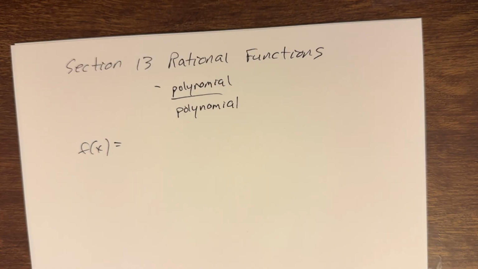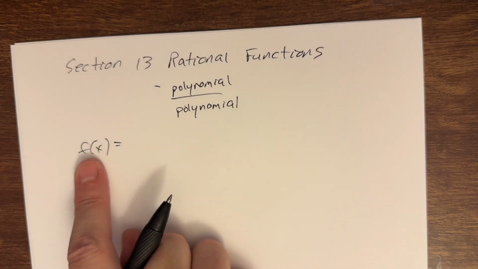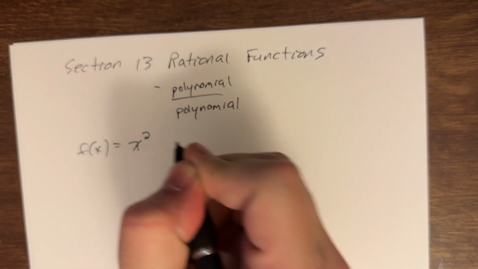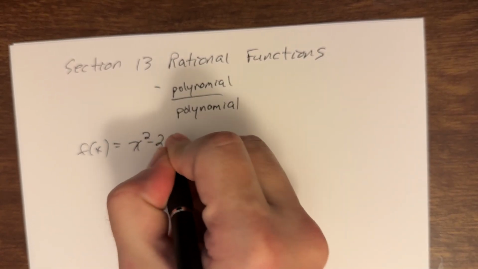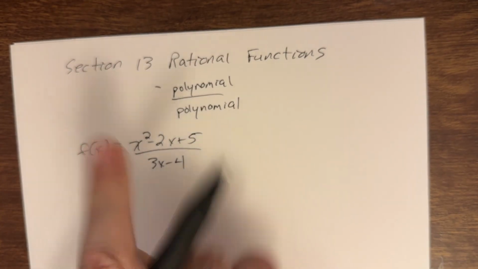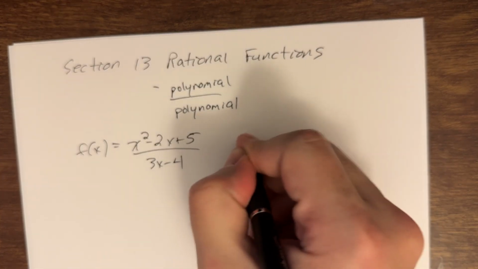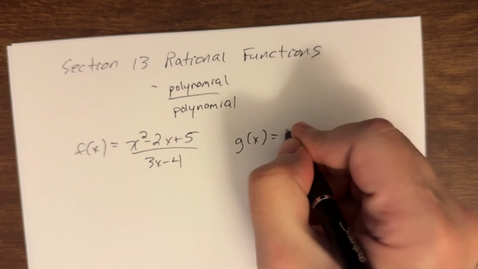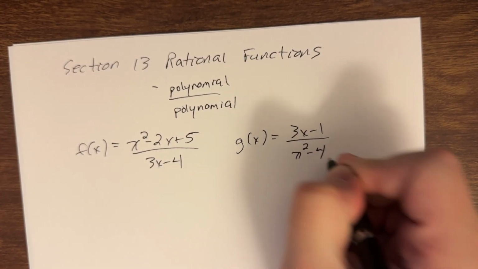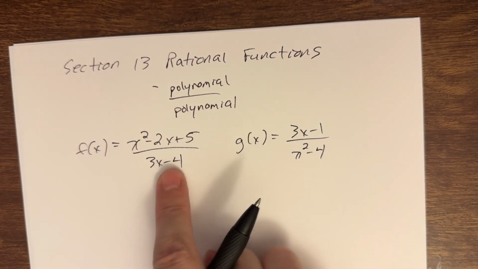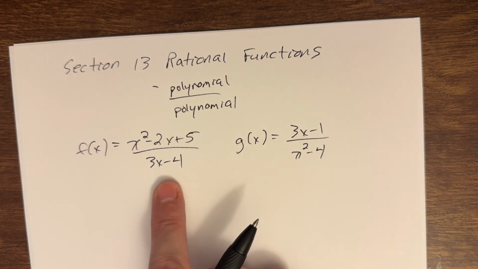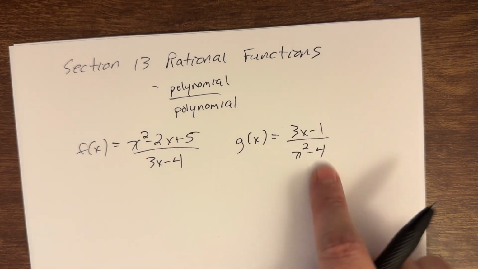So as a function, as a reminder of our function notation, I'll use an f of x here. We might be looking at something like f of x is x squared minus 2x plus 5 over 3x minus 4. Or something like g of x is 3x minus 1 over x squared minus 4. Things like this. This is what we're talking about. A polynomial over another polynomial, same thing here.